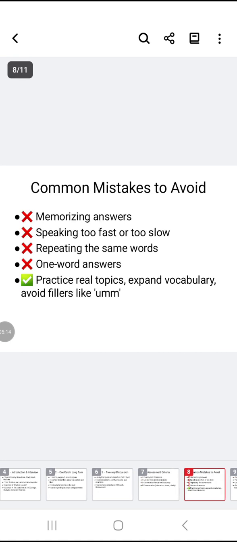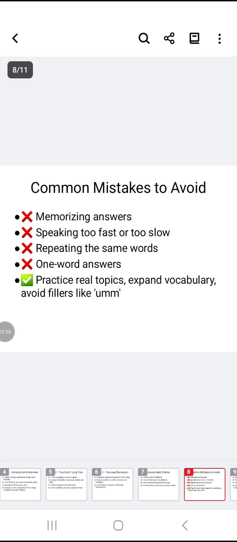Common mistakes to avoid. Sometimes we make common mistakes in the IELTS speaking test. You have to remember this. One, memorizing answers. You do not need to memorize your answers. Always think, imagine, and then speak the whole story freely. Don't memorize answers for this type of question, because it will not be helpful for you.